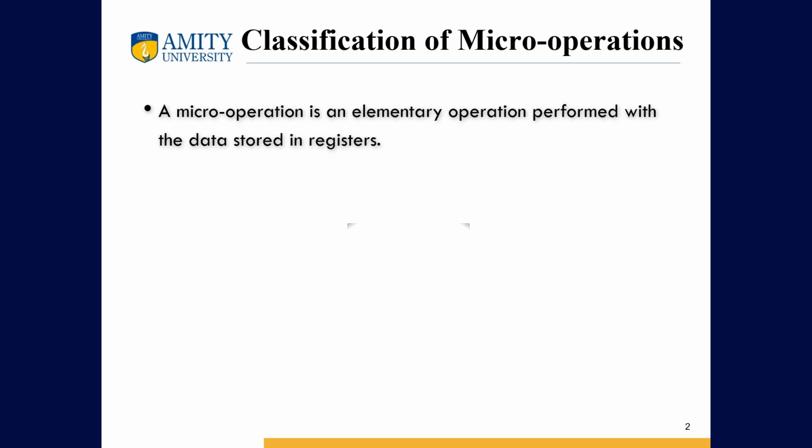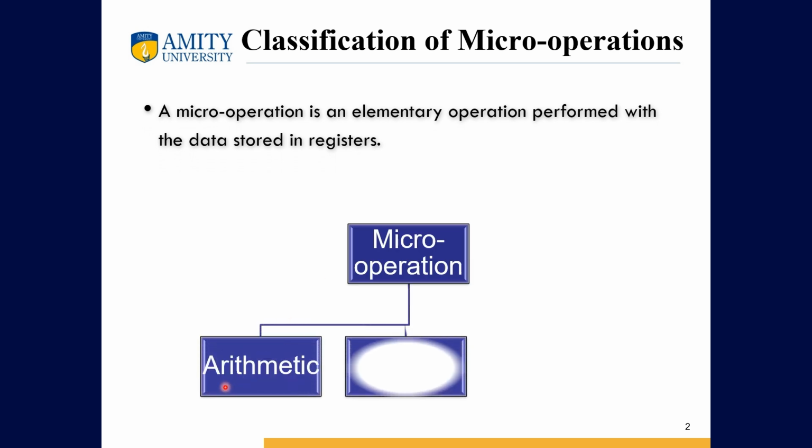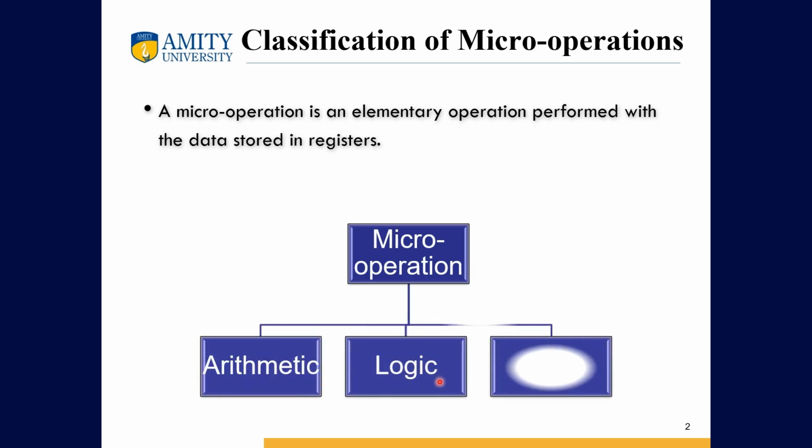So microoperations can be classified into three different types: the arithmetic, the logic, and the shift operations. Microoperations are basically elementary operations performed on data stored in registers. Registers exist in the CPU, and the data that is stored in the registers, we perform basic operations, and these operations are called microoperations.